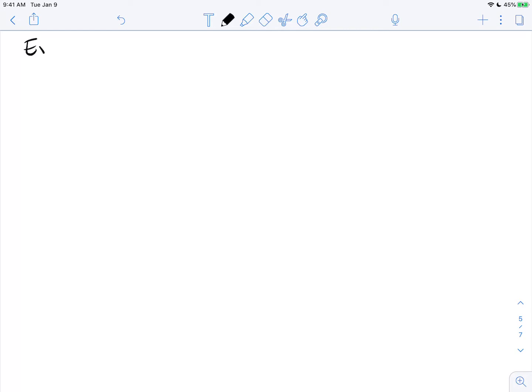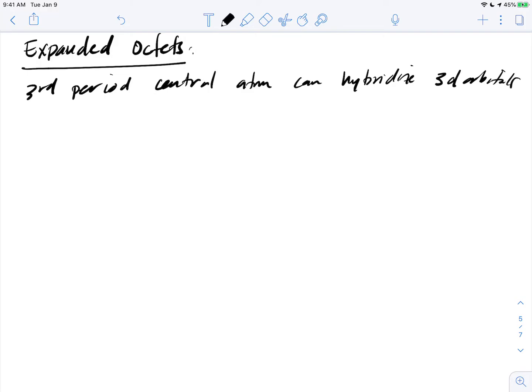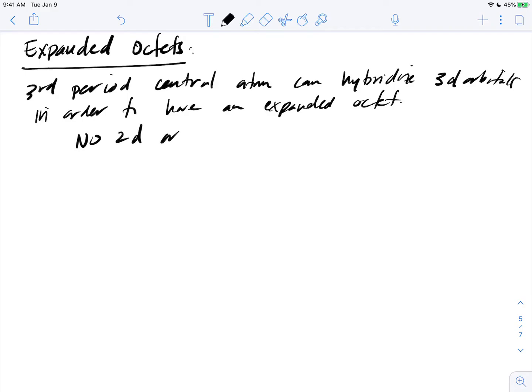So the last thing we're going to look at with hybrid orbital theory is expanded octets. These are compounds that utilize their empty 3d orbitals to hybridize and make more than 4 bonds. So third period central atoms, atoms in the third row, can hybridize their 3d orbitals in order to have an expanded octet. So remember that there are no 2d orbitals.